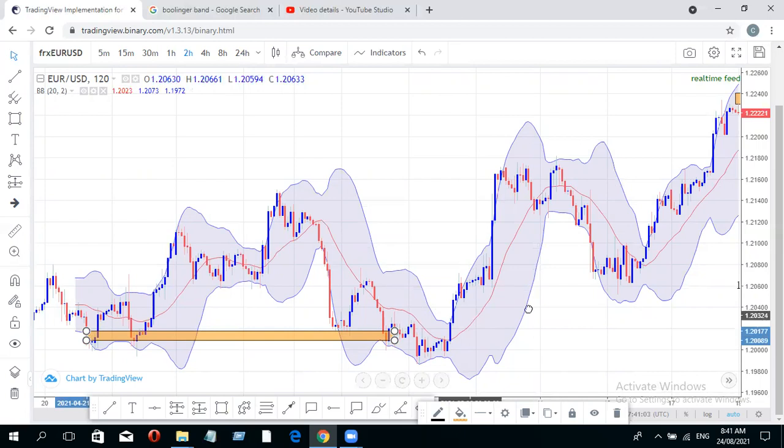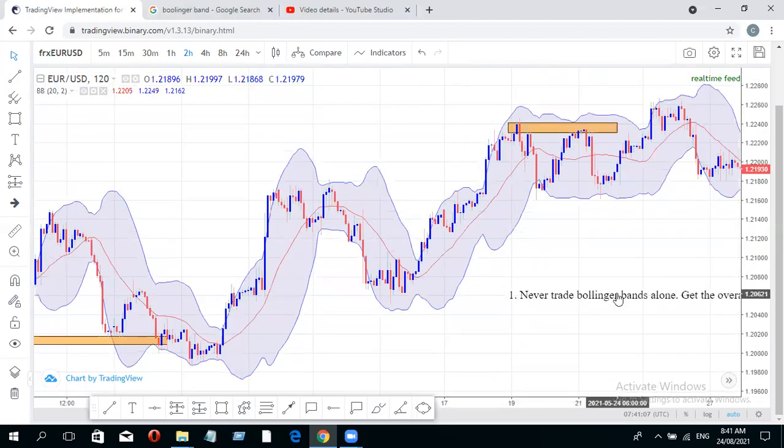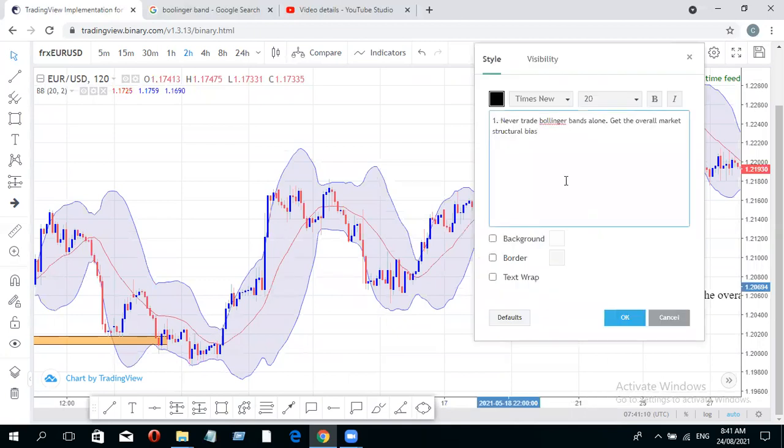Another thing you should add to this is to look at the candlestick pattern at the bands which coincides with your zones. You must always look at the candlestick pattern which coincides with your zones. You mustn't trade this thing alone.